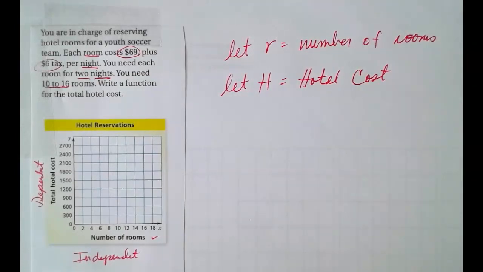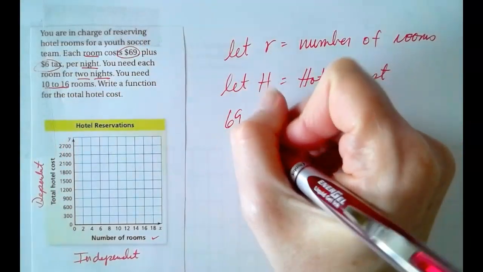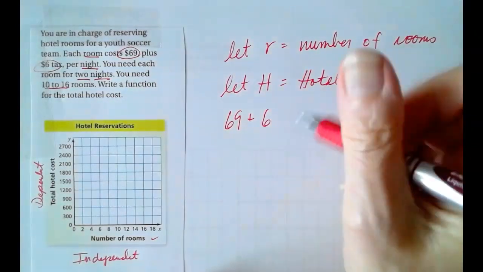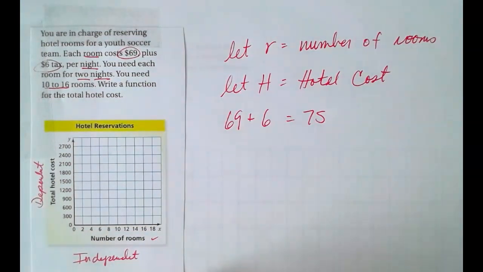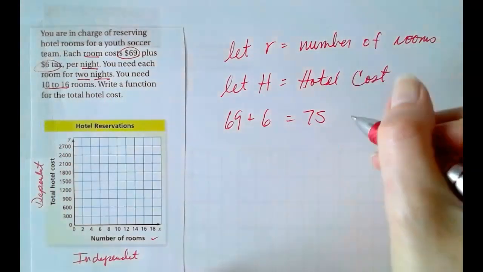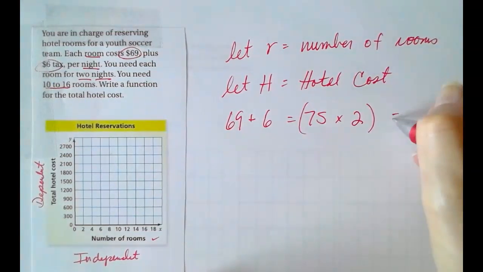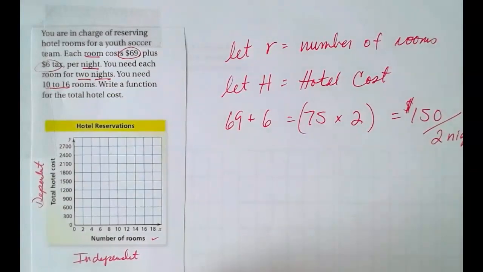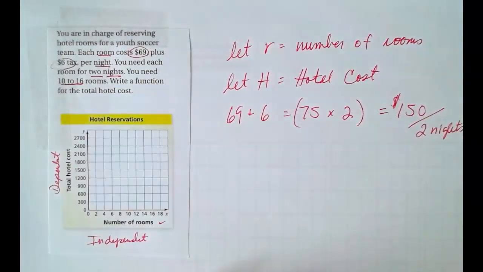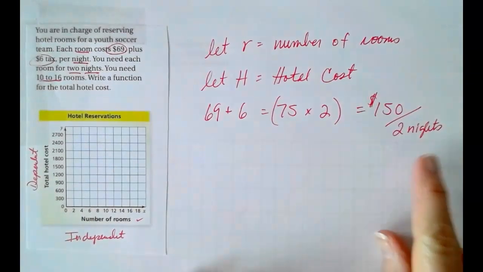So let's go back. Let's read the given information one more time and make a determination of how much each room costs per night and then for 2 nights. Each room costs $69 plus $6 tax per night. So that is $75 for 1 night. But we need each room for 2 nights. So let's double that $75, and we find that it costs $150 per 2 nights. And that's how long we need the room. We don't just need it for 1 night, we need it for 2. So we need to use that.